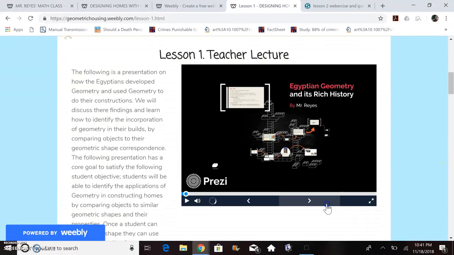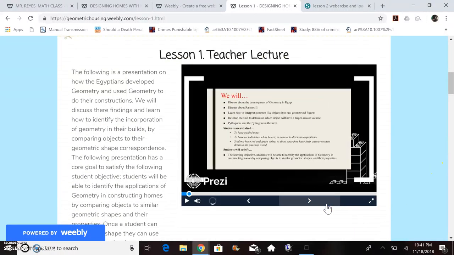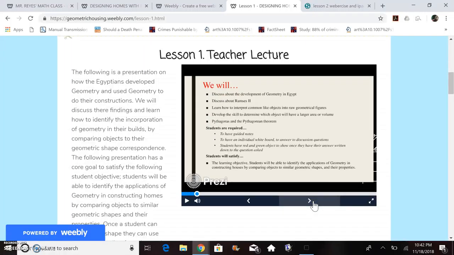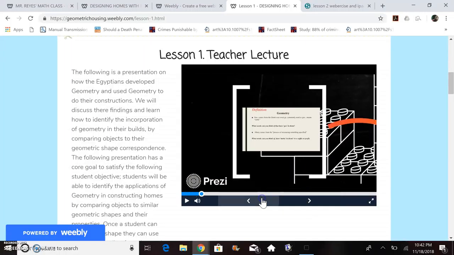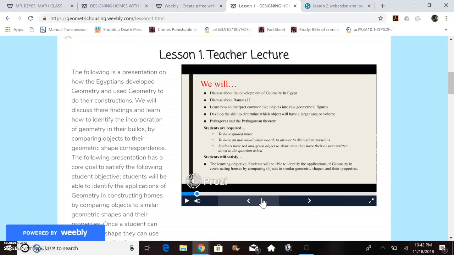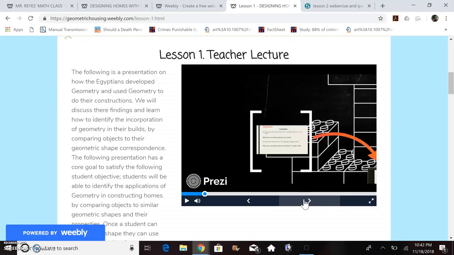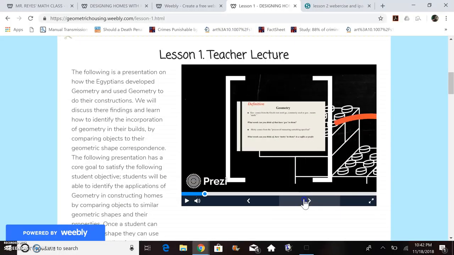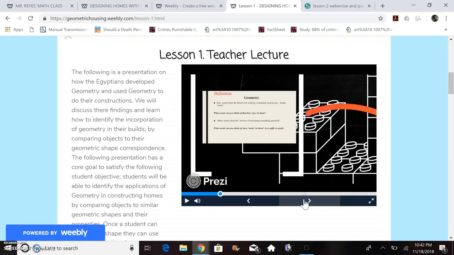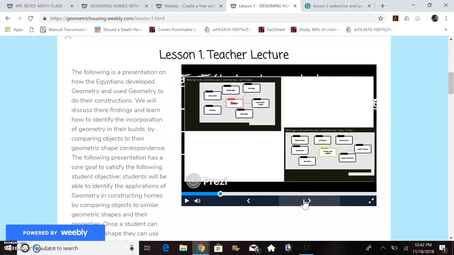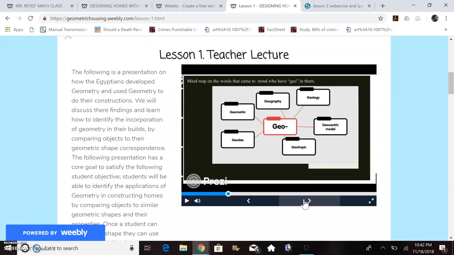For this lesson, first I will tell them what we'll be covering and the student learning objective. The student learning objective is to identify the applications of geometry in constructing houses by comparing objects to similar geometric shapes and their properties. First, I'll discuss the definition of geometry, where it came from. These are the mind maps about geo and metry.